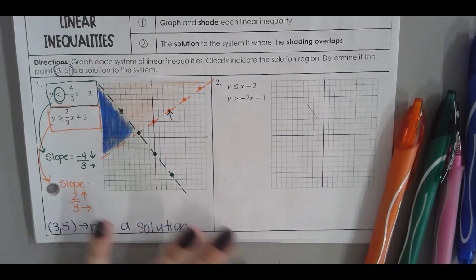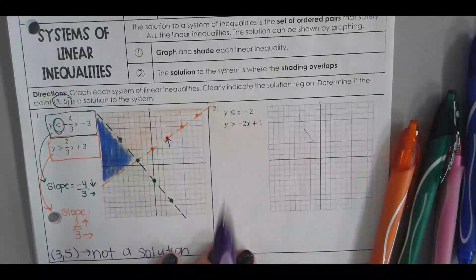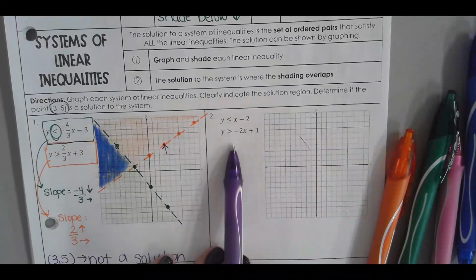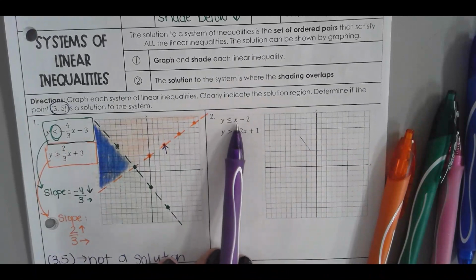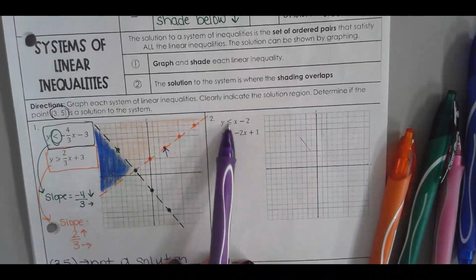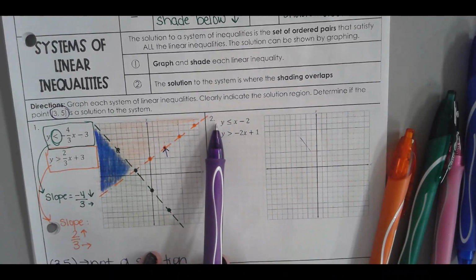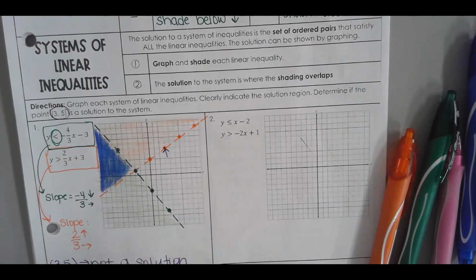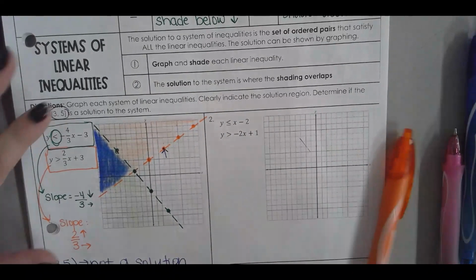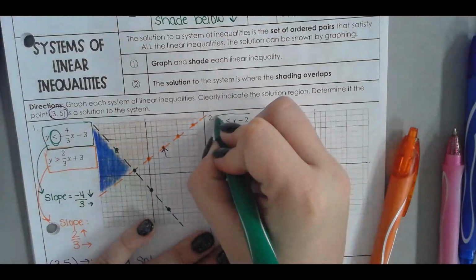The biggest thing you have to know about these types of problems is you have to pay attention to these symbols. You have to be able to match them to know if it's a dashed or solid line, and if it's shade above or shade below. So let's look at question number 2. This first line.